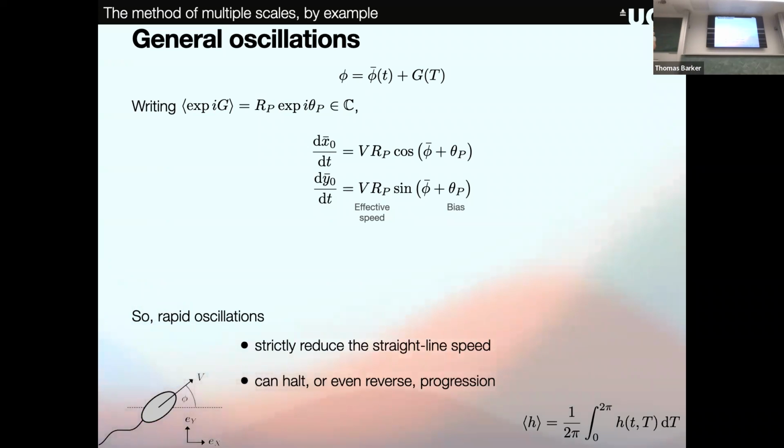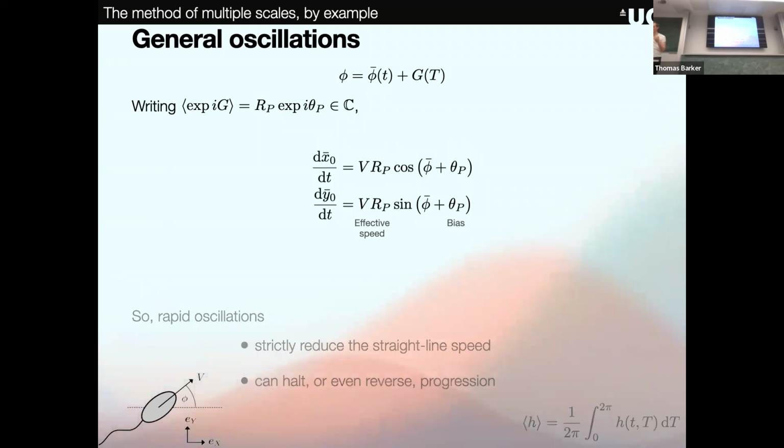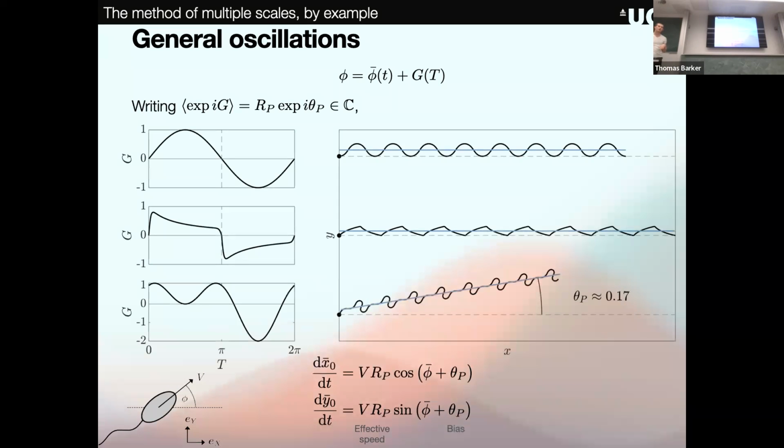And you get exactly the same results from this in that R_p will have just averaged e to the i something. So I'm going to get something of size less than 1. So my speed is definitely still reduced. And then I get this potential for bias, this theta_p. Are we still assuming that G is periodic? Yes, yeah. G definitely periodic.